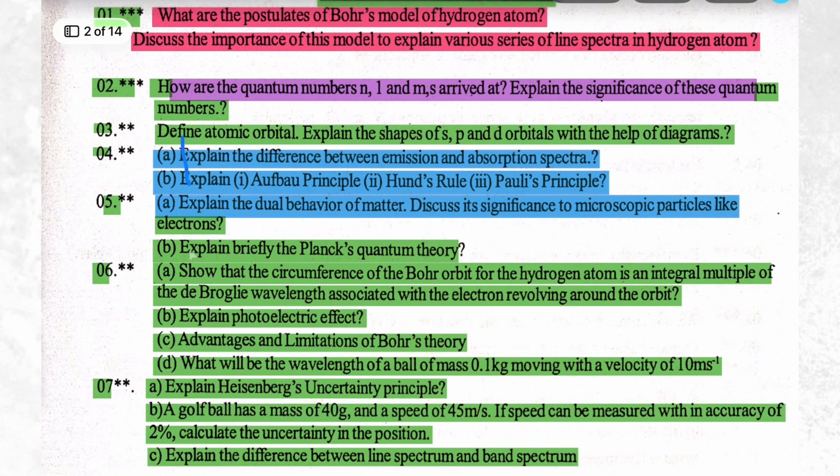You see, explain the Planck's quantum theory. Okay. And that is B and A, like this combination. And one more is show that, see, sixth one. Show that the circumference of Bohr's orbit for the hydrogen atom is an integral multiple of the wavelength, that is related to de Broglie.